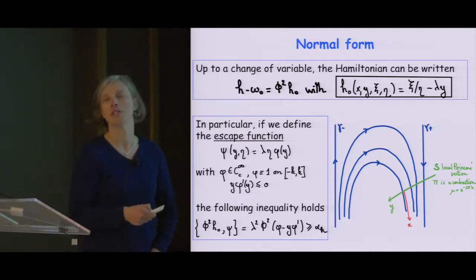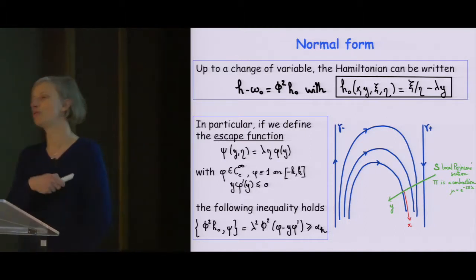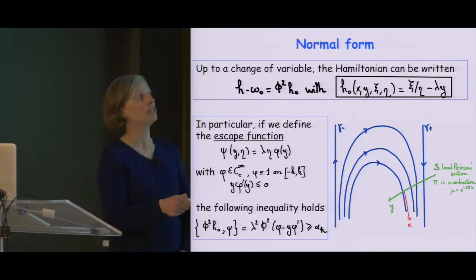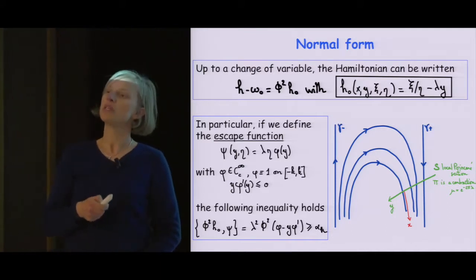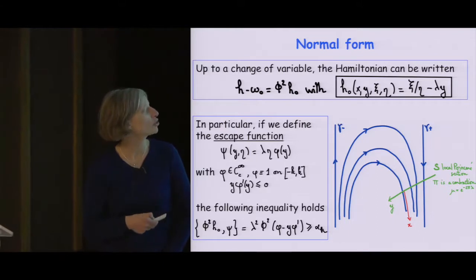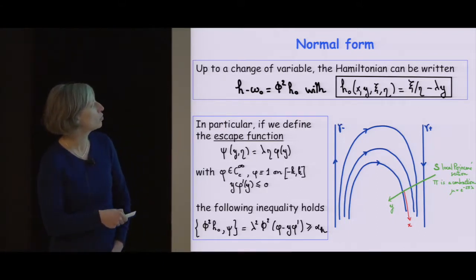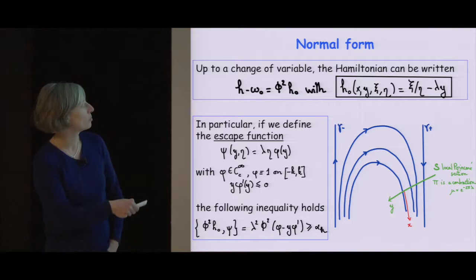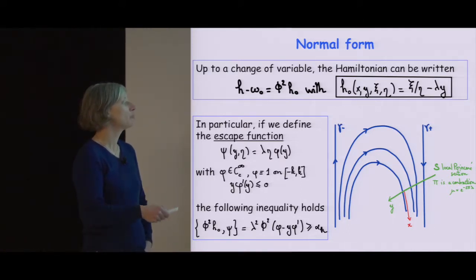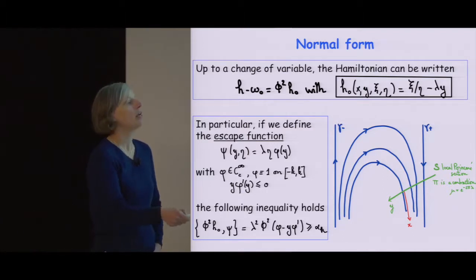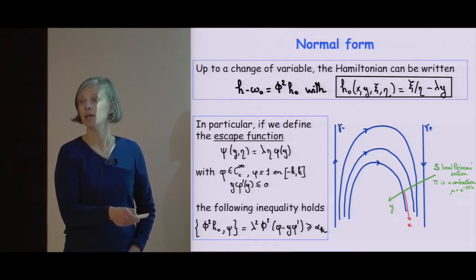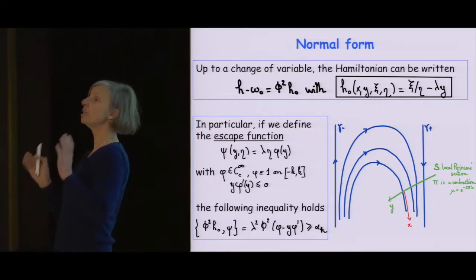But the important thing, and this is the only thing that you need to remember about this slide, is that because this form is very generic, what you can prove is that there is a quantity that we will call an escape function, which satisfies this. So this is the Hamiltonian here, h minus omega naught. And there is a function psi such that the Lie bracket between the Hamiltonian and psi has a sign, and it is strictly positive.